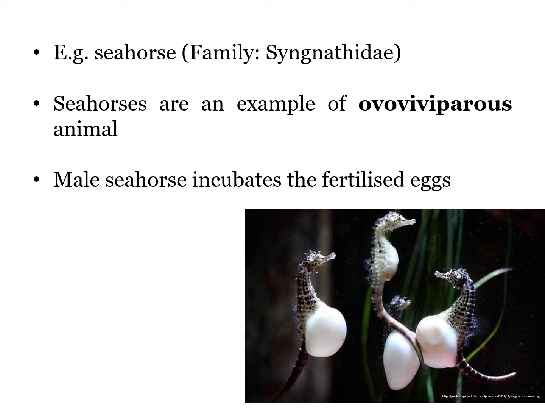Seahorse is also an example of an ovoviviparous animal, as the fertilized eggs are kept in the male's pouch and nourished by the egg yolk. After the eggs hatch, the male will then give birth. Yes, the male seahorse is the one who gets pregnant and gives birth.